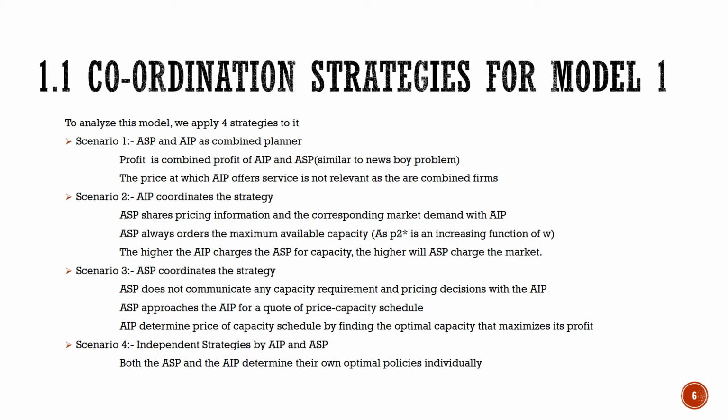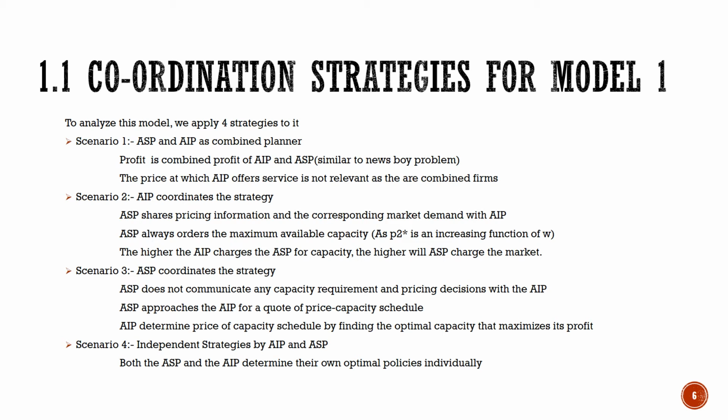So we are developing the coordination strategies to apply to some of the scenarios which have been developed, and the data has been generated or tested to prove this model, which one is the most effective. So the first scenario is ASP and AIP as a combined planner. So profit is combined for ASP and AIP, which is similar to the newsboy model. So the idea is that the ASP and AIP will be handled by a single organization.